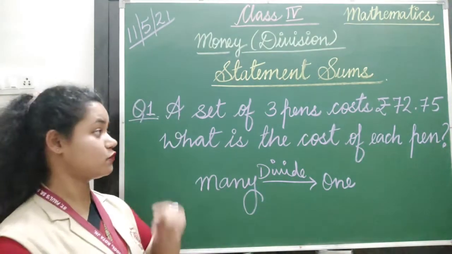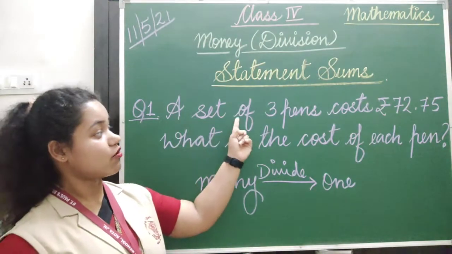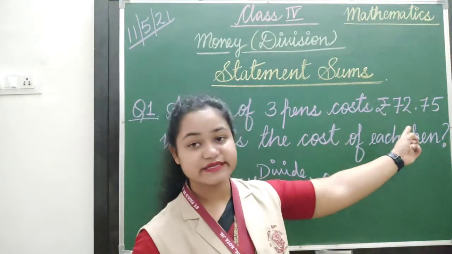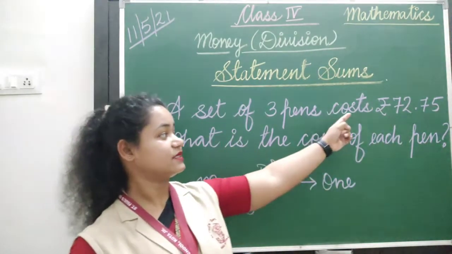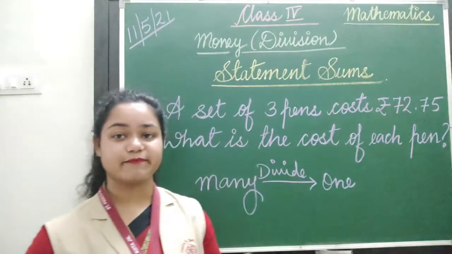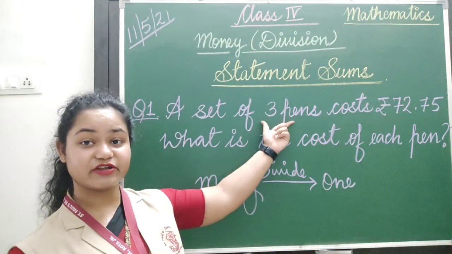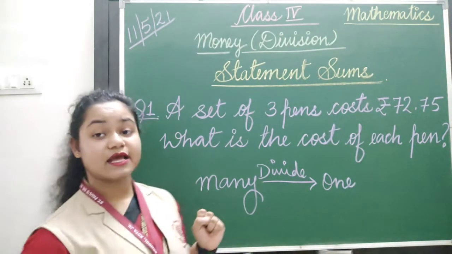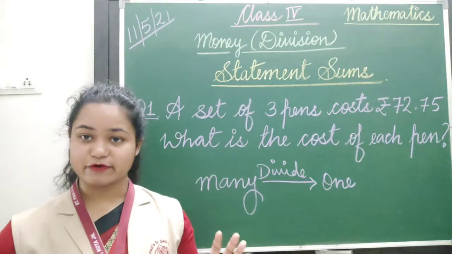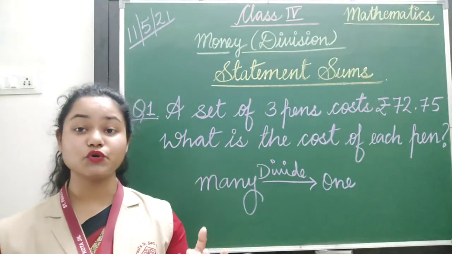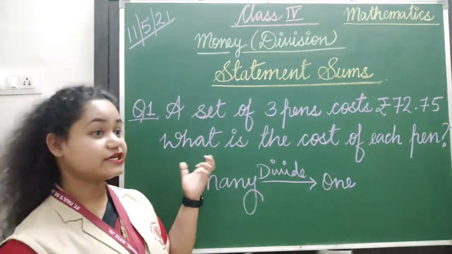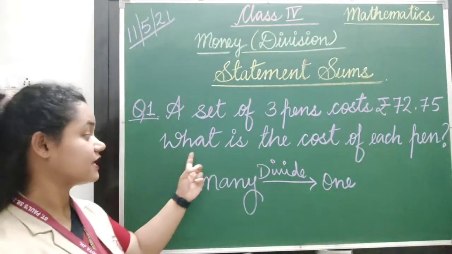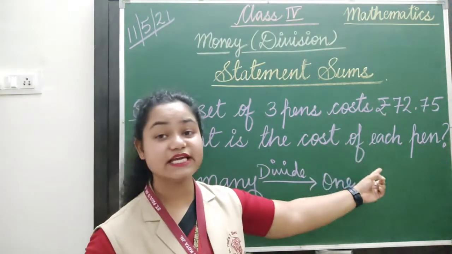Now, look at the question once again. A set of 3 pens cost rupees 72.75. That means 72 rupees and 75 paisa. Now, how much is the quantity given here? 3 pens is the quantity. Yes or no? And now, in the first sentence, they have given you the information. In the second sentence, they will ask you about the quantity which they want to know. Isn't it? Now, see the next line. What is the cost of each pen?